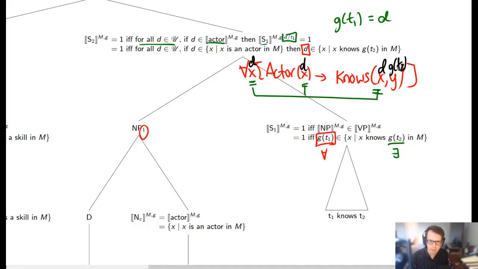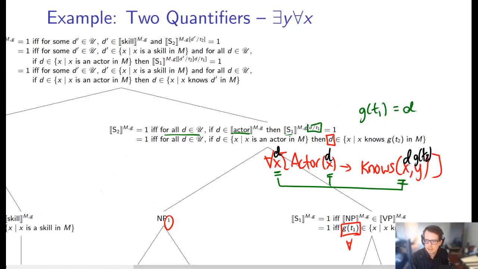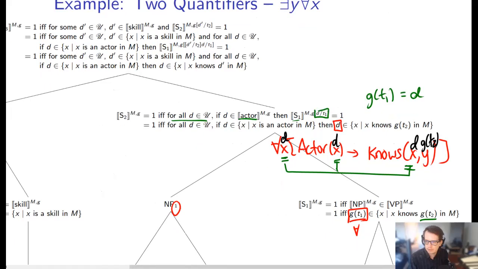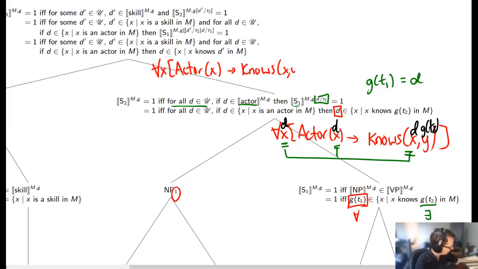So that's that first step. Now, when we go up to our second step, I'll leave that on screen as much as I can there. I'm just going to rewrite the predicate translation for what we have now. So that's actor X arrow knows XY. So what we're doing in this next step is we're bringing some skill into the equation.